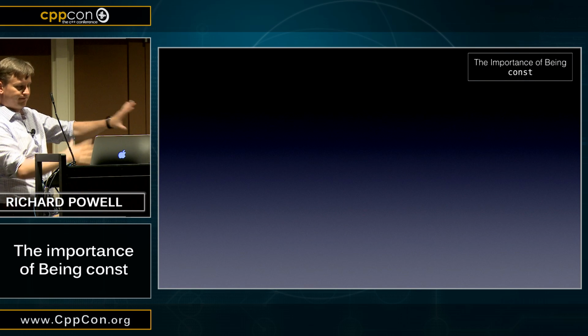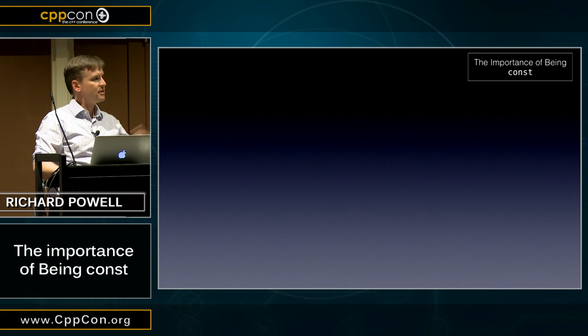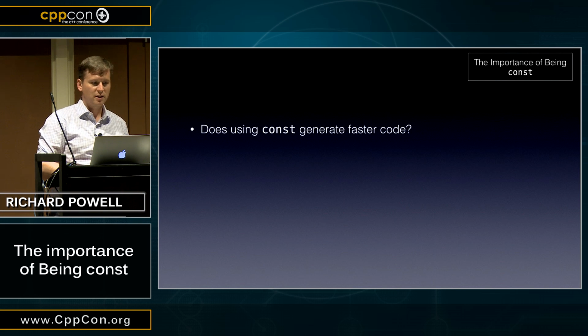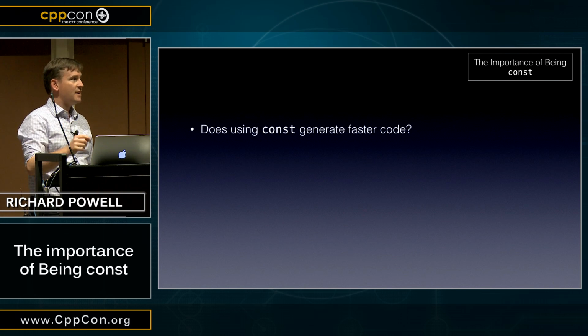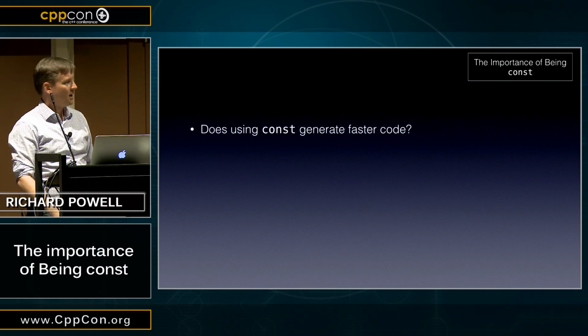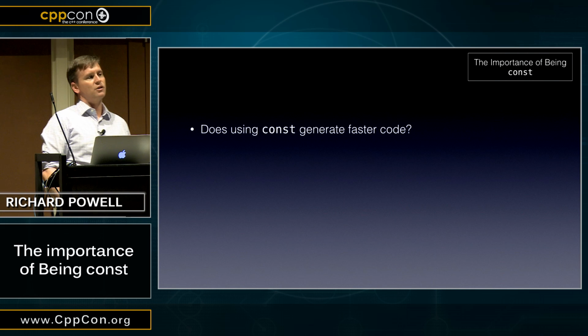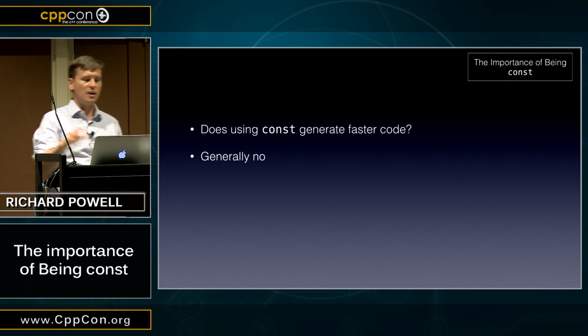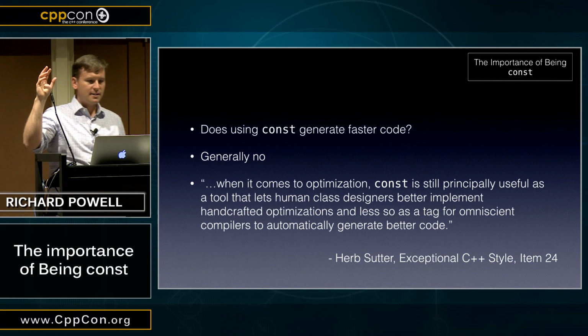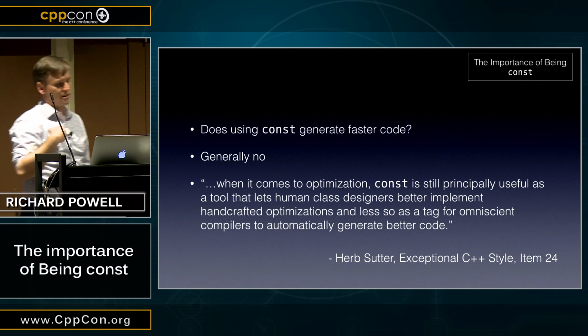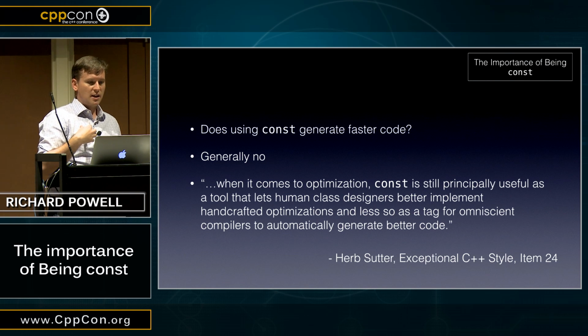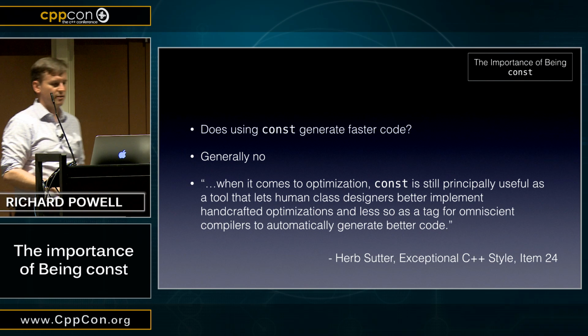Switching gears for a little bit. We talked a lot about that. Let's go back to const. And another question: does const generate faster code? We just had a great presentation about C++ and efficiency, and we love efficiency. But does using const generate faster code? Generally, no. When it comes to optimizations, const is still principally useful as a tool to help us, as the class designers, better implement handcrafted optimization than for the compiler to do something special with it.